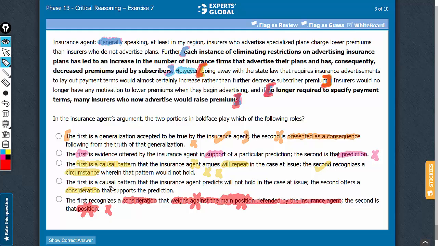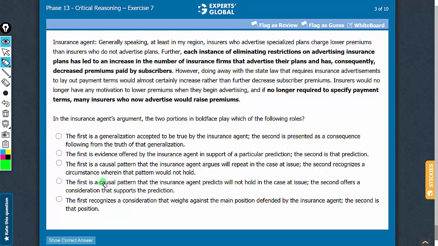Let's confirm answer choice D now. The first is a causal pattern. This term pattern has great merit because it is about something that generally happens. But then the conclusion is something contrasting. You see, it starts with a "however" here. So the conclusion is that what generally happens is not likely to happen in this case, and therefore suggesting that the general causal pattern will not hold in the case at issue has great merit. So the first part here is absolutely correct.